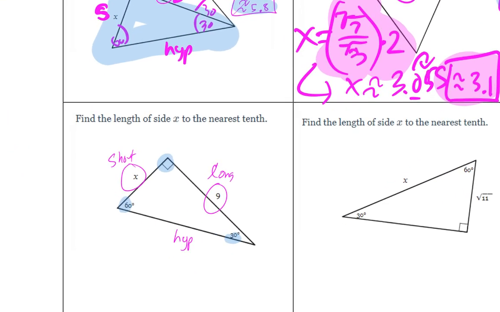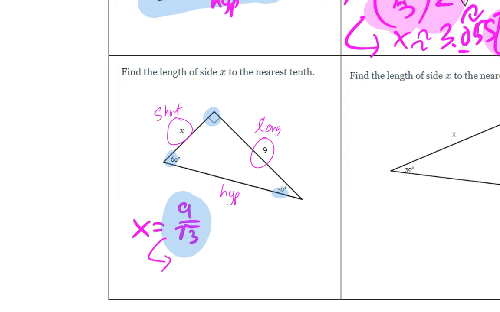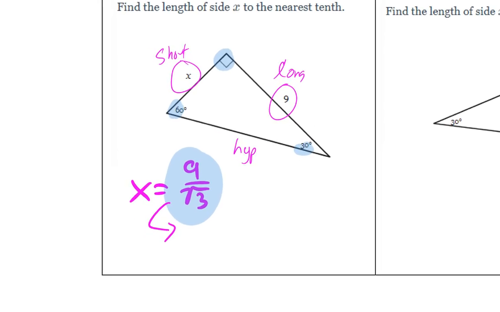So we're going to say x is equal to 9 divided by the square root of 3. That's what we need to type into our Desmos. If we do that, x is going to be approximately 5.196. If you round that to the nearest tenth, our answer is going to be approximately 5.2, because that 9 tells us to round up.